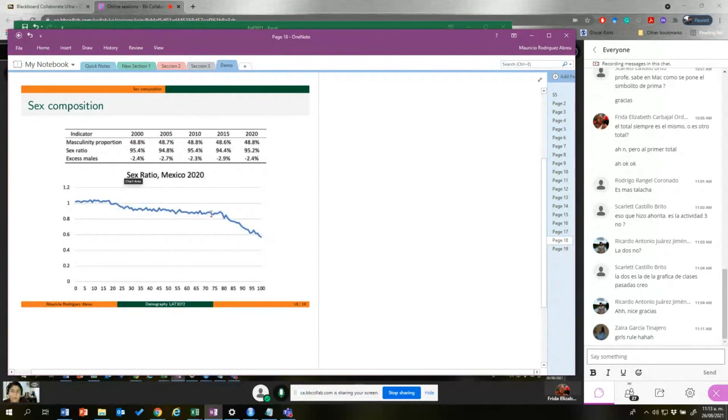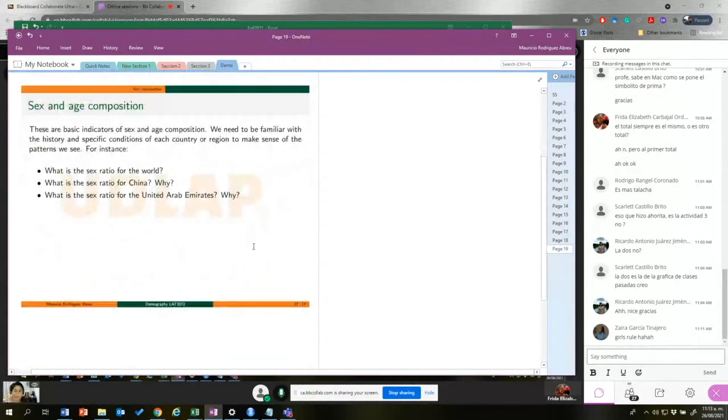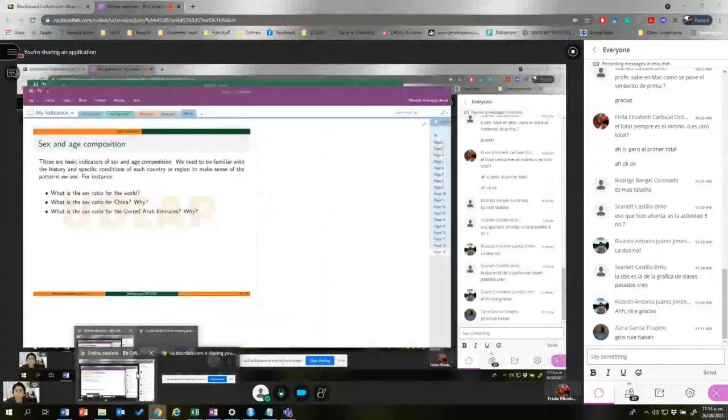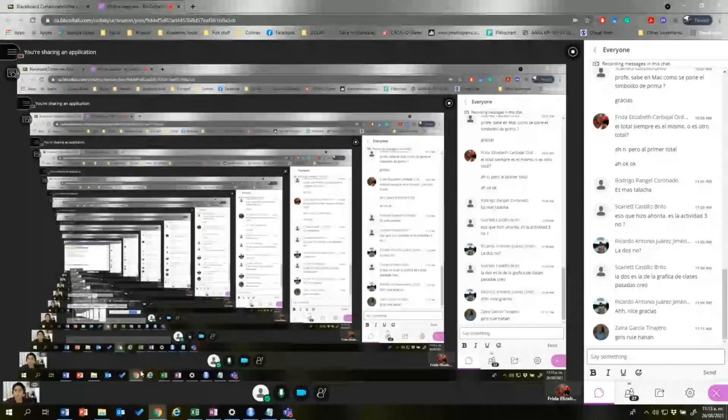And this is the sex ratio, which, as you can see, looks pretty similar to the masculinity proportion, but instead of being around 50, it's around 100. So again, not a big deal. So I was telling you, these are really important things, because we can identify certain things happening in populations, okay? So I have here 3 basic questions, okay? And I'm going to go to my friend Google to find this.